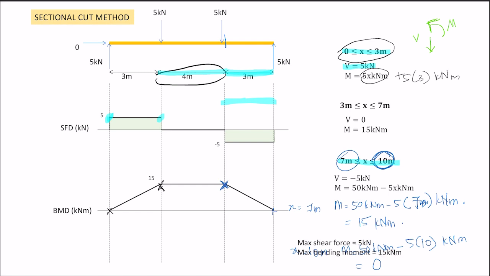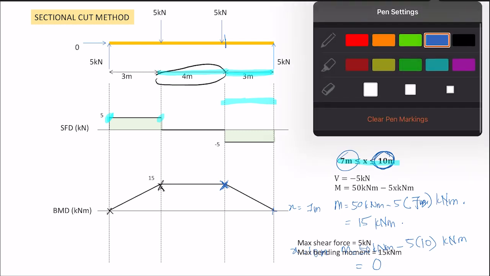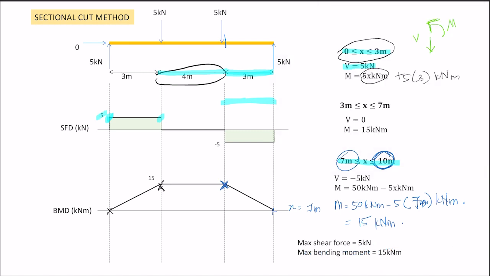We get the maximum shear force, which is 5 kilonewton. Or this one, right? And the maximum bending moment is 15 kilonewton meter. Same. Okay, so we are done with example number 1. See you in example number 2.